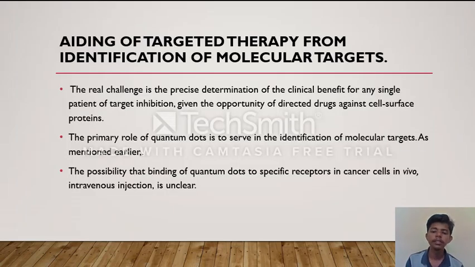Aiding of targeted therapy from identification of molecular target. The real challenge is the precise determination of the clinical benefit for any single patient of target inhibition. Given the opportunity of directed drugs against cell surface proteins, the job can be made easier by conjugation of quantum dots with a ligand or antibody specific for the target, and then administration in vivo for targeting active tumor.